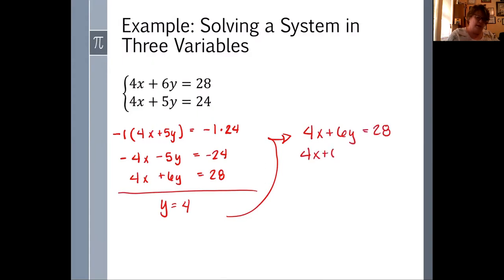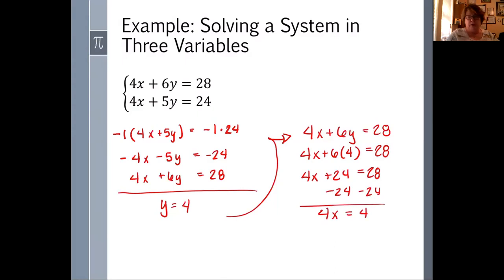4x plus 6 times 4 is 28. 4x, 6 times 4 is 24. Subtract the 24 from both sides. I get 4x equals 28 minus 24, which is 4. Divide both sides by 4, and I get x is 1. So my ordered pair: x is equal to 1 and y is equal to 4. Now that I know x and y, I'm going to back substitute in one of my 3 original equations and find z.